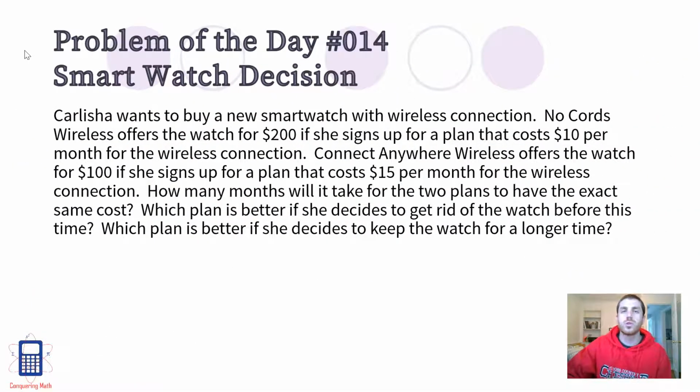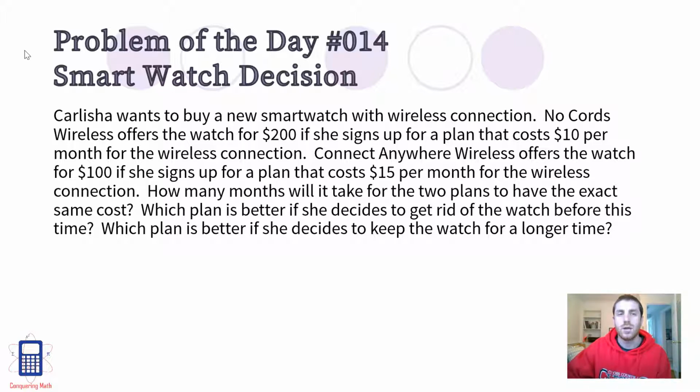Carlisha wants to buy a new smartwatch with wireless connection. No Cords Wireless offers the watch for $200 if she signs up for a plan that costs $10 per month for the wireless connection. Connect Anywhere Wireless offers the watch for $100 if she signs up for a plan that costs $15 per month for the wireless connection. How many months will it take for the two plans to have the exact same cost?